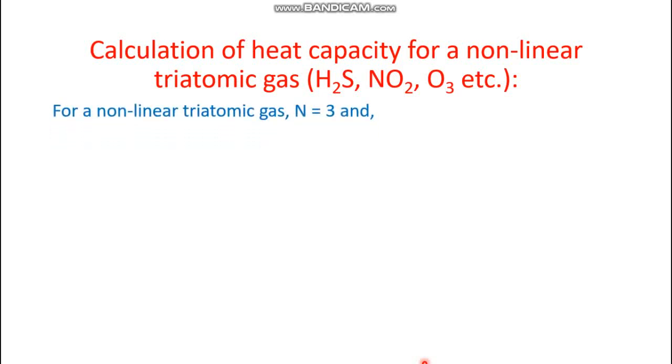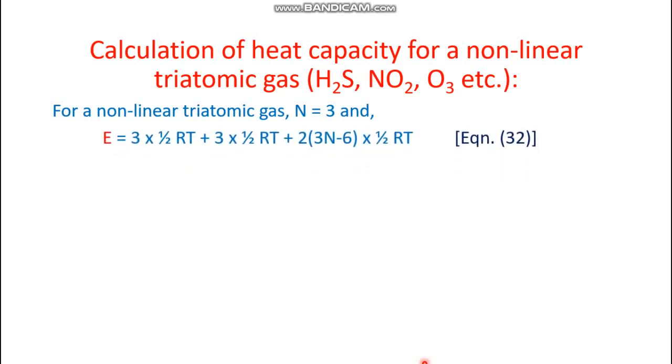For a non-linear triatomic gas, N equals 3, the number of atoms equals 3. Therefore equation number 32 can be written here in terms of energy as a function of temperature. So in equation number 32, just put the value 3 in place of N. Then it is 3 into 3 times 3 means 9, 9 minus 6 means 3, then 3 times 2 equals 6, so it is 6, 7, 8, 9, 10, 11, 12, so 12 into half RT, that is 6 RT.